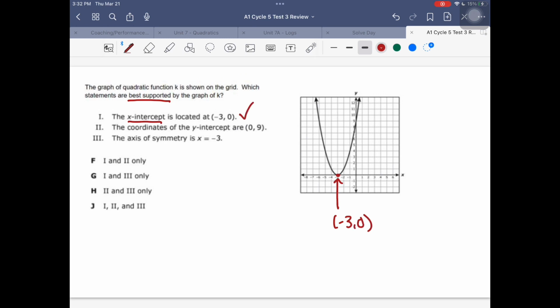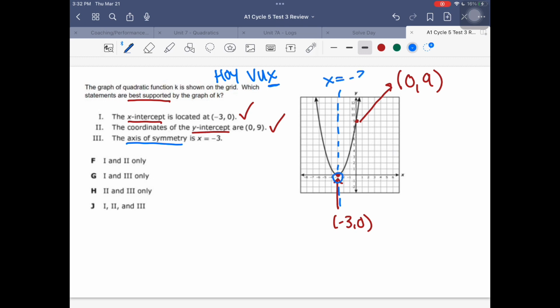Okay, let's look at the y-intercept. You've got to be very careful. Oop, looks like it's right here. What is that point right there? 0, 9. Looks good. Beautiful. Okay, axis of symmetry. Remember that goes through the vertex. Since it's vertical, it's going to be x equals, and it goes through -3. So x equals -3. Oop, looks like that one's correct. If they're all correct, looks like the answer is going to be J.